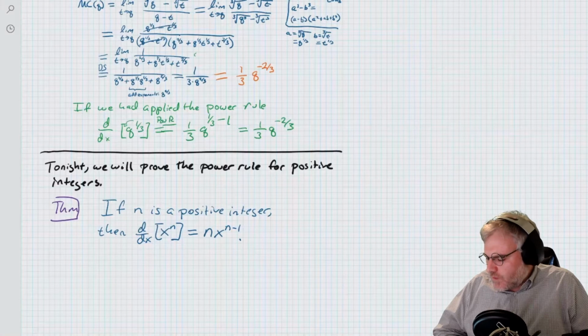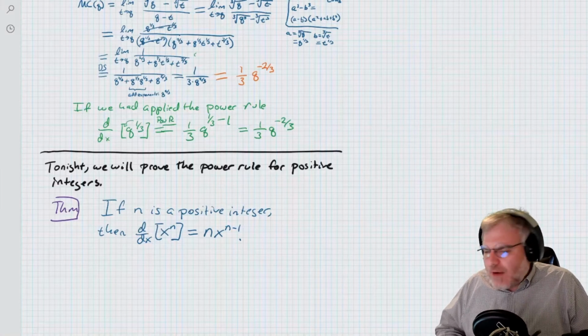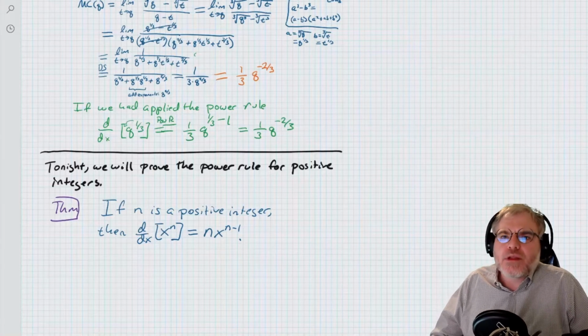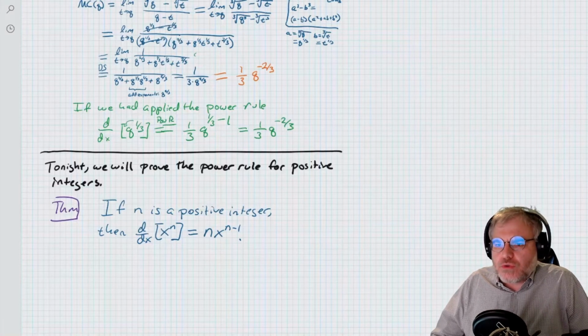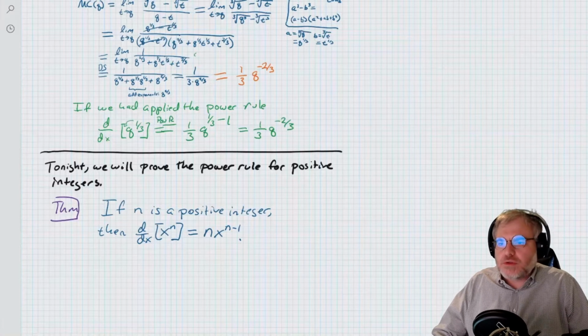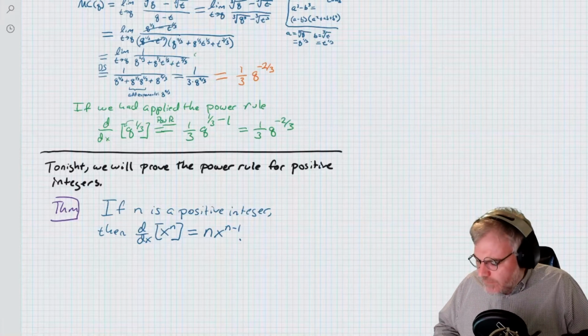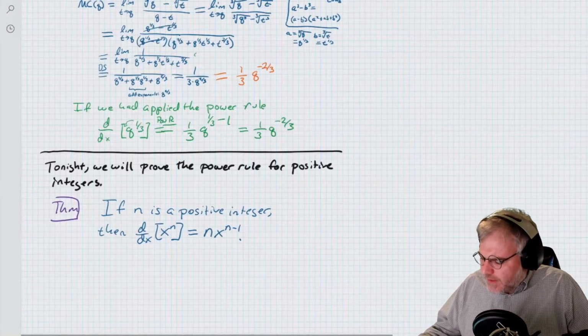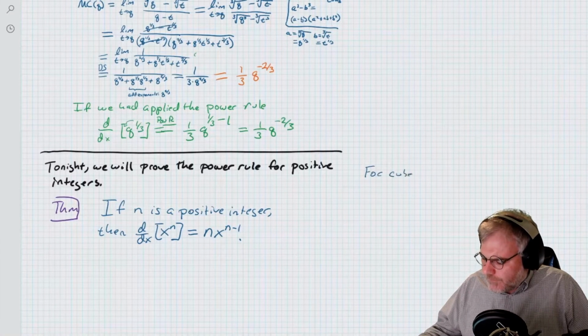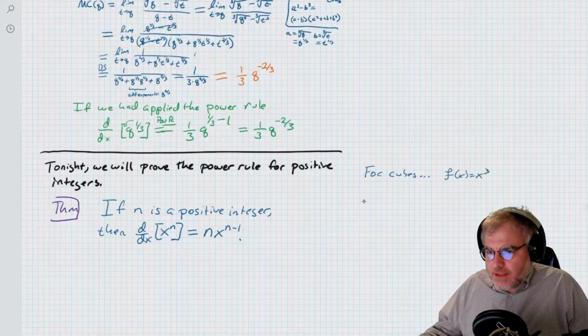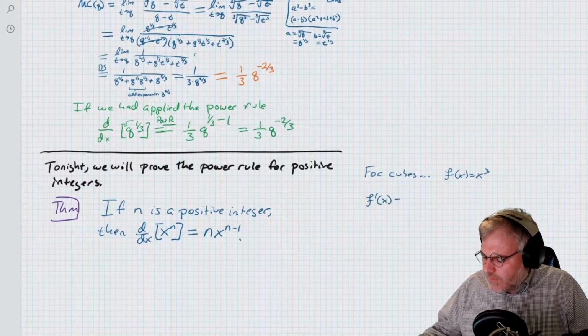Well, let's look at what would happen if I was doing it for cubes. This was actually a quiz question. So for cubes, it would be something like this. f of x equals x cubed. So f prime of x equals the limit as h goes to 0.